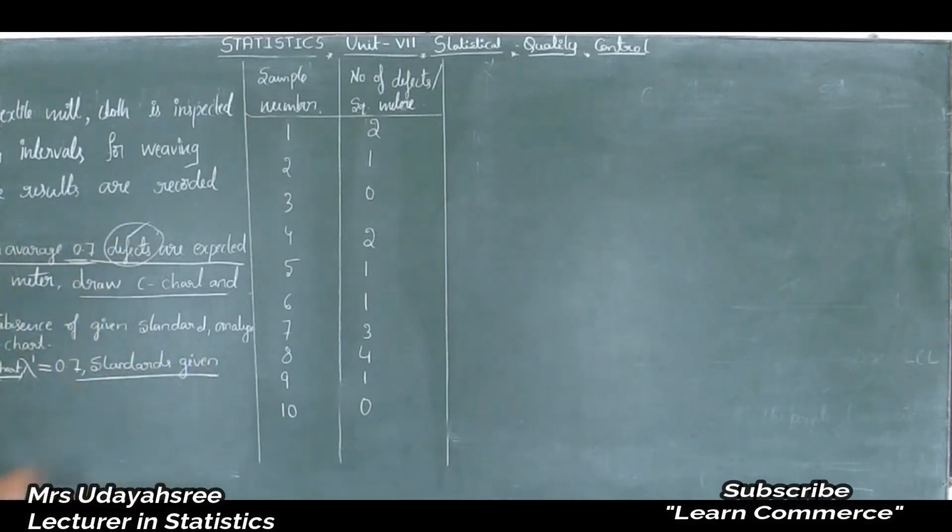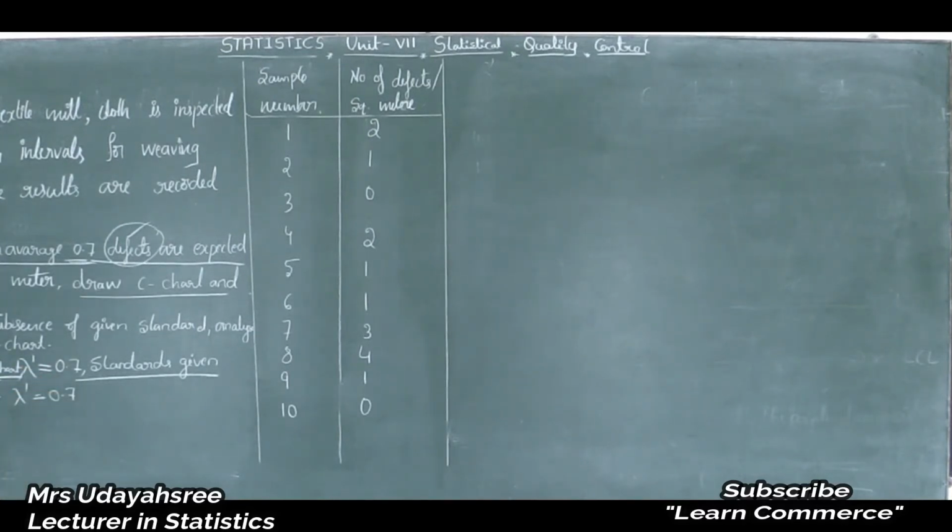In the first sub question we need to draw the C chart, so we need to write the control limits. The control limits for a C chart in the standards given case are: first the center line, next the lower control limit, then the upper control limit. To calculate the central line of a C chart in the standards given case, the formula is lambda dash. Lambda dash is already given in the question, that is 0.7.